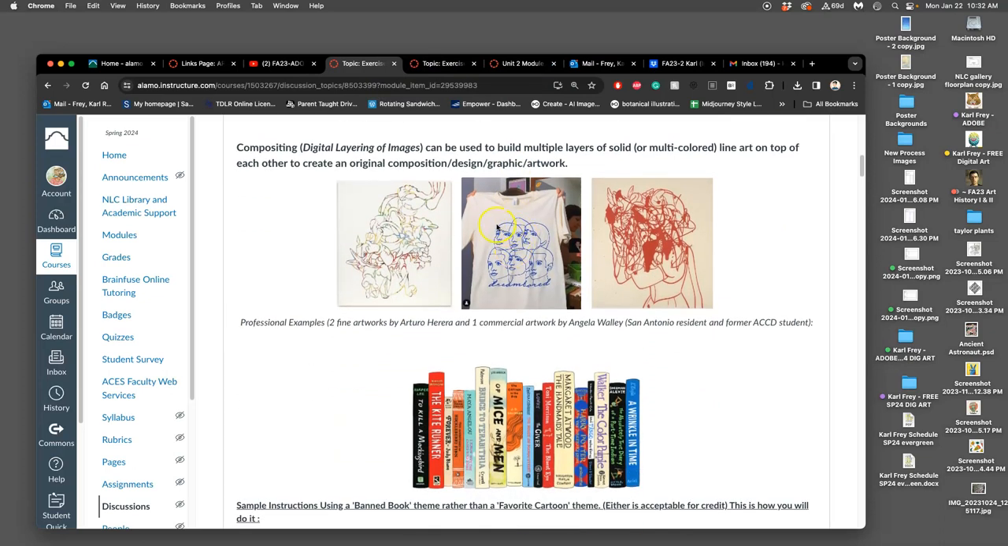So when we do this digitally, we are layering images. And we can see this done in fine artwork with the artist Arturo Herrera, who's one of my favorites.